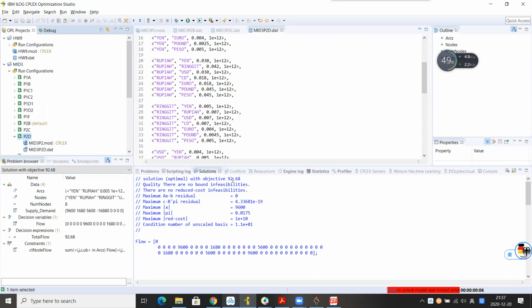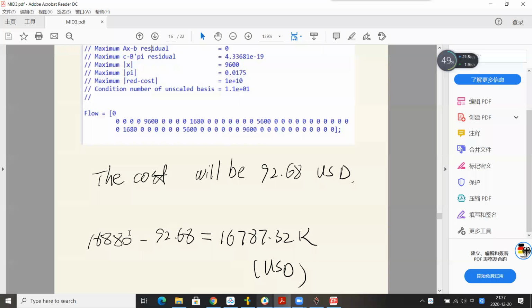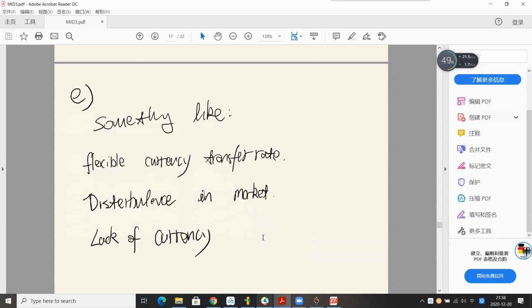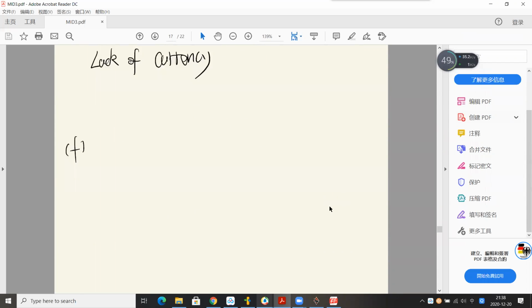So here's the answer, 92.68. We just use the amount minus this cost. This is the final amount we get. And the problem asks what else we need to consider. I would say that for some countries, the currency to US dollar is a flexible transfer rate. Perhaps if you transfer too much money, the market will have turbulence, and also maybe if the market lacks a currency, you may not get enough US dollar or something else. F is a link. I will update that later.